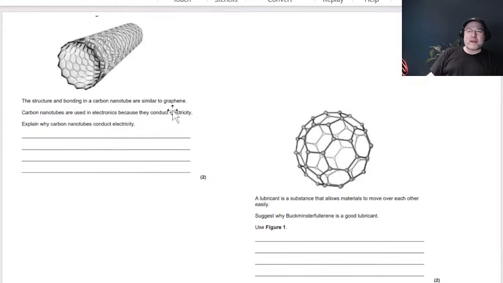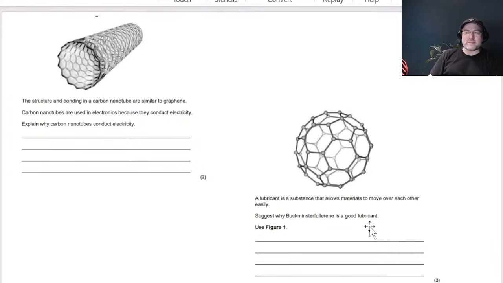The structure and bonding in a carbon nanotube are similar to graphene. Carbon nanotubes are used in electronics because they conduct electricity. Why do they conduct electricity? They've got delocalized electrons that carry charge. Boom. Now, if it says it's similar to graphite, I want to add that each carbon atom is only bonded to 3 others. Look, you can see that with the hexagons. Each carbon atom is only bonded to 3 others, hence it has delocalized electrons which carry charge through the tube. Boom.